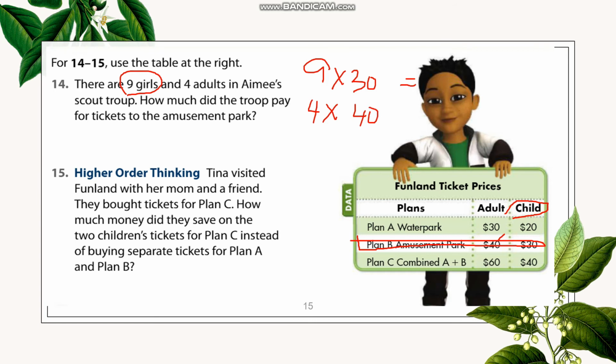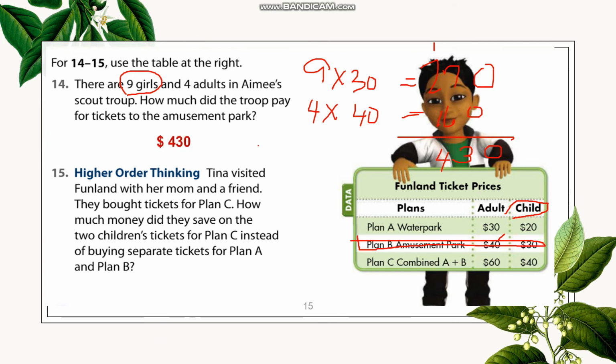So 9 multiplied by 3 is 27, then you have 1 zero. Then 4 multiplied by 4 is 16, then you have 1 zero. Then add: this is 0, 13, regroup 1, 430. That is the total cost that they're going to pay.